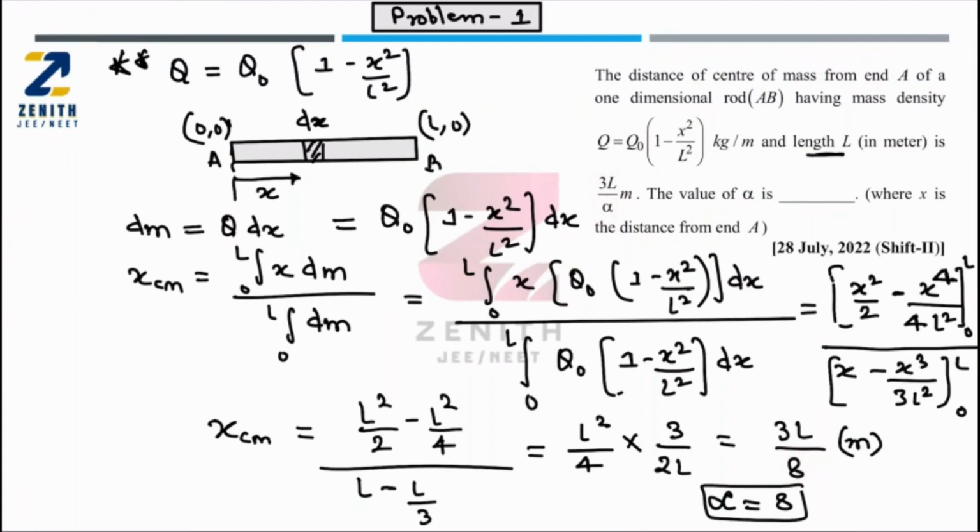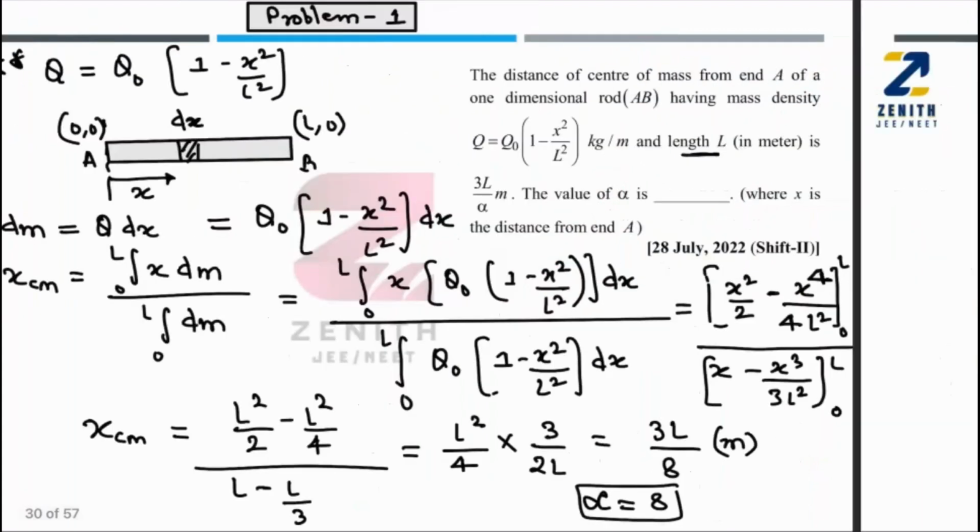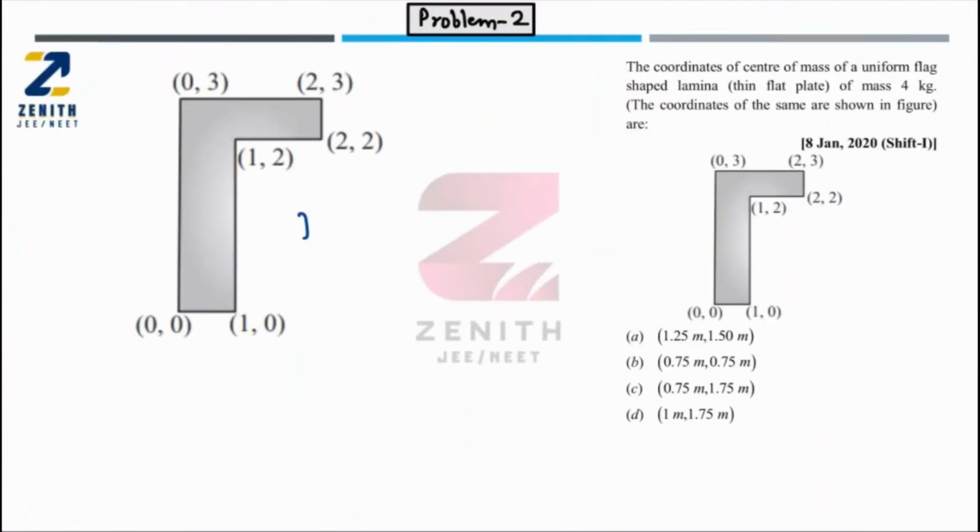Now let's move to the next question: for a composite system, how will you approach? This is also a JEE problem. In 2020, they asked the coordinates of the center of mass of a uniform flex shaped lamina whose mass is 4 kg. That means the complete mass is 4 kg. So if you divide this particular shape into two sections, this is the first section and this is the second section. This length is 0 to 2, which means 2, and this is 2 to 3, which means 1. So 2, 1. Similarly, here is 1 and here is 2. That means if the total mass is 4, this mass is 2 kg, and this mass is also 2 kg.